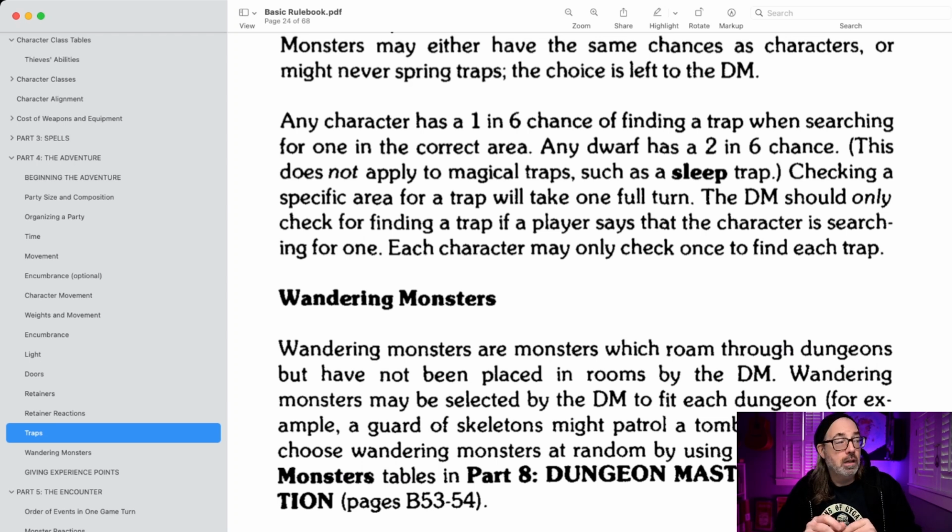Any character has a 1 in 6 chance of finding a trap when searching for one in the correct area. Any dwarf has a 2 in 6 chance. This does not apply to magical traps such as sleep traps. Checking a specific area, blah, blah, blah.